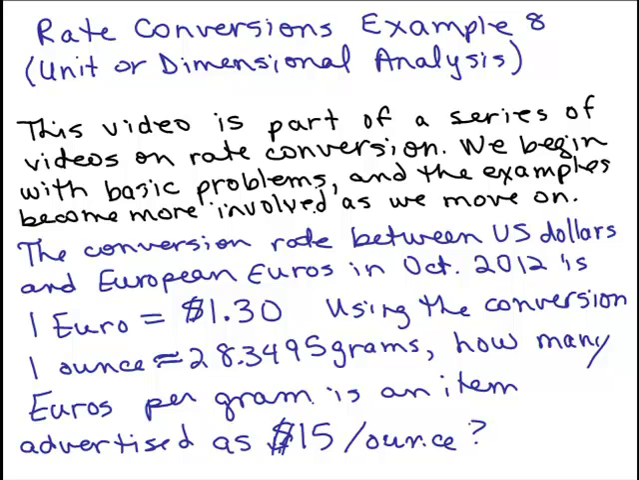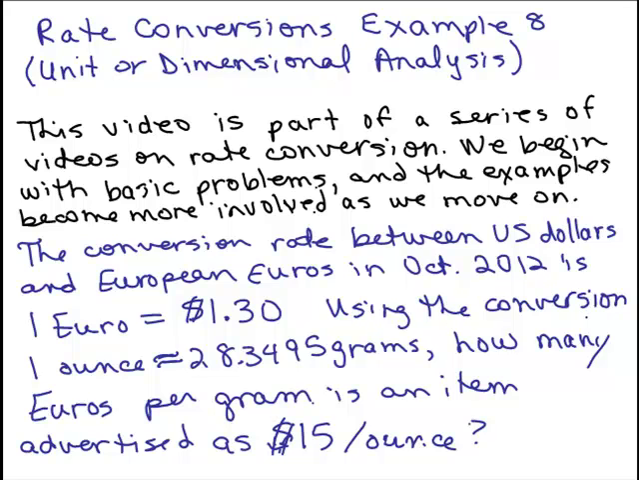This is example 8 of rate conversions. We're going to do this problem. So I looked up the exchange rate in October 2012 between a US dollar and a European euro. And I found out that 1 euro was the same as $1.30 US dollars. So what I'm going to do here is use the dollar sign if we're talking about US dollars. And for the euros, I'm just going to write the word euro.